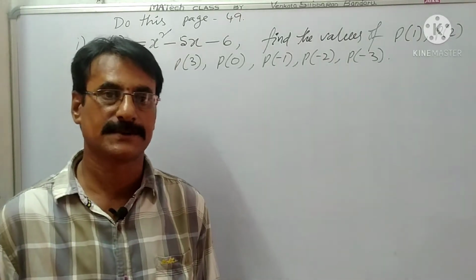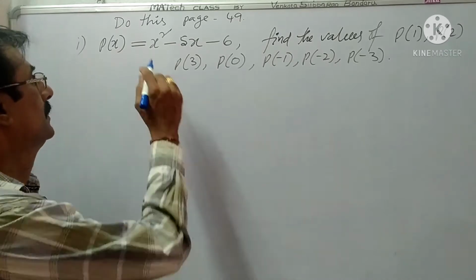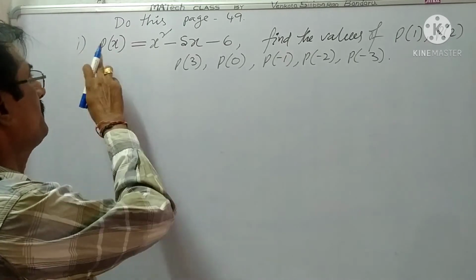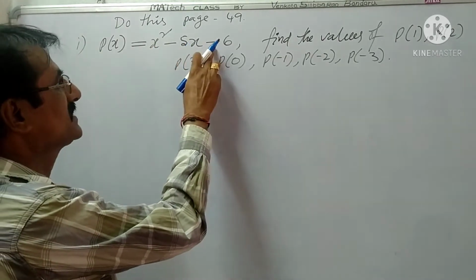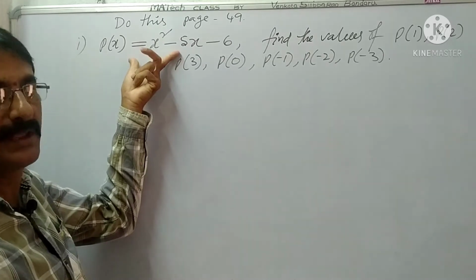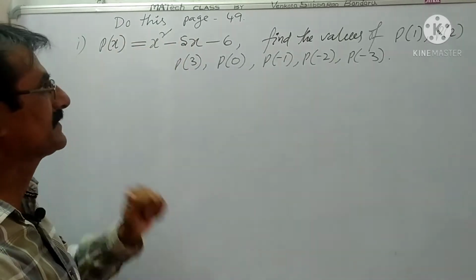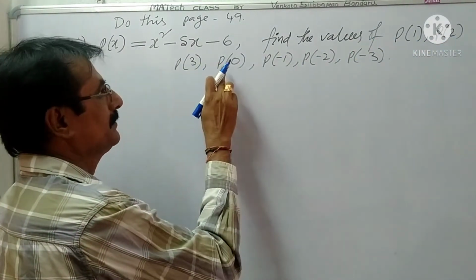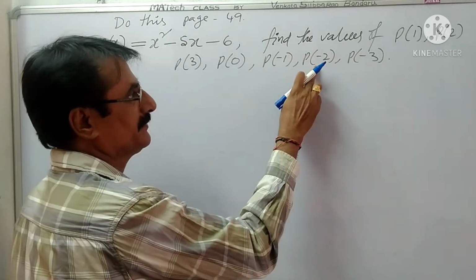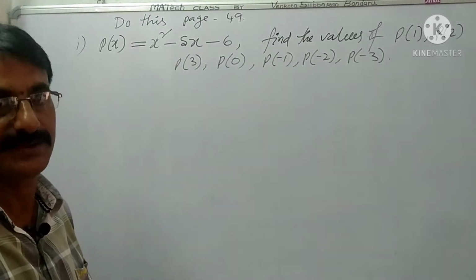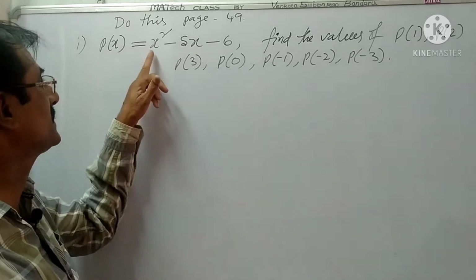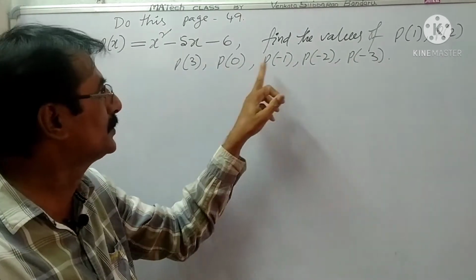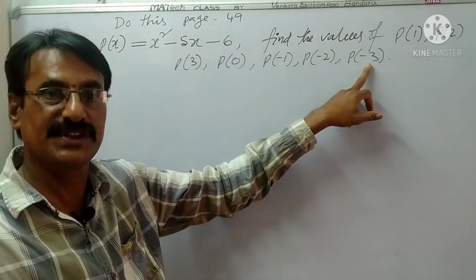Coming to the math class, today we are going to do page number 49 in polynomials. See the first sum, p of x equals x square minus 5x minus 6. It is a quadratic polynomial in variable x. Find the values of p of 1, p of 2, p of 3, p of 0, p of minus 1, p of minus 2 and p of minus 3. That means just replace this x with 1, 2, 3, 0, minus 1, minus 2, minus 3.